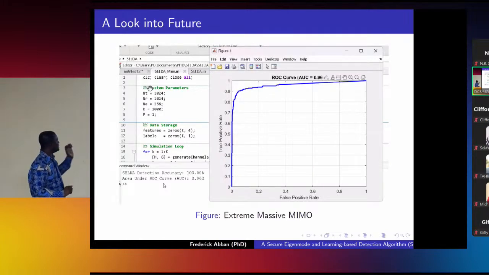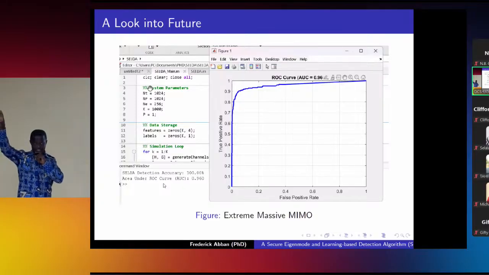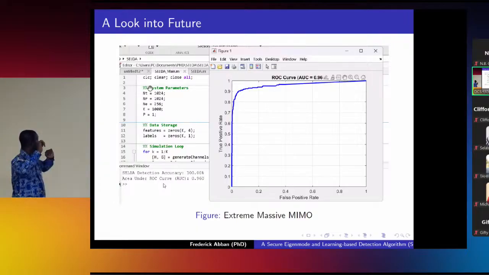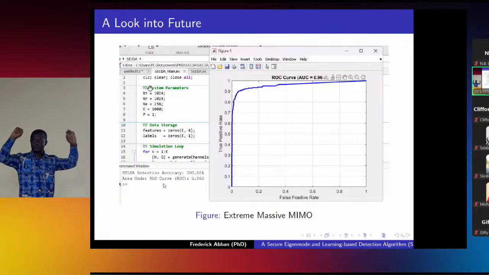Now, we then did something which is very futuristic. We are assuming a future where we can have about 1,024 transmitters and receivers, which we are not yet there. And so it is called in the literature extreme massive MIMO. That is what it's called. So this is a scenario in the future where we expect to have a very huge number of antenna arrays.